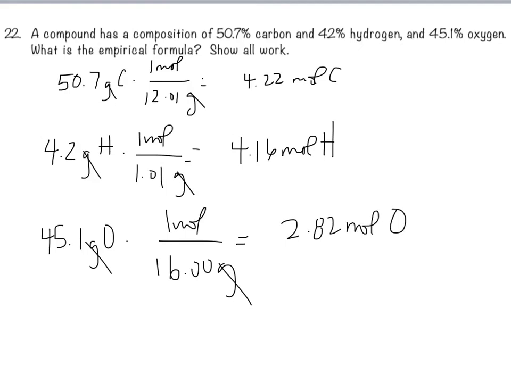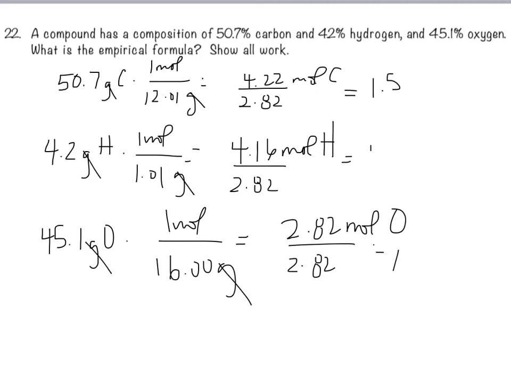Now that I know the number of moles of each, I want to take the smallest number and divide everything by it. Okay, the smallest one is going to be the 2.82. That's going to make this one 1. Divide by 2.82. Divide by 2.82. And when you do this, you're going to find out these aren't exactly 1.5, but my goodness, they're really close. You got like 1.49 and 1.48, which is essentially 1.5. And so this tells me I have 1.5 moles of carbon, 1.5 moles of hydrogen, and 1 mole of oxygen.